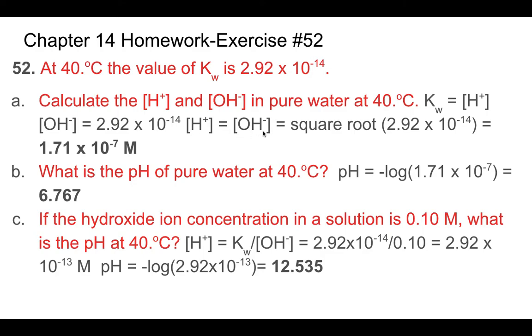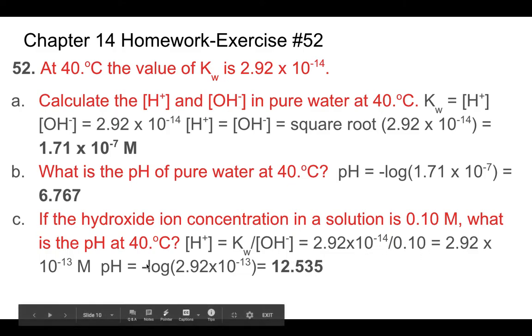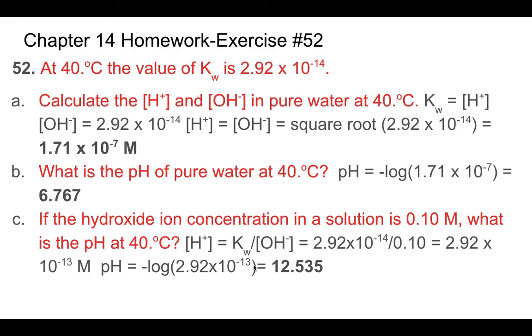H plus is going to equal OH minus, and they're both going to equal the square root of 2.92 times 10 minus 14. So they're going to be 1.71 times 10 minus 7 molar, which means the pH of pure water will be the negative log of that, which is going to be 6.767. If your hydroxide is 0.1, what is your pH? Well, H plus is Kw over hydroxide, 2.92 times 10 minus 14 over 0.1, or 2.92 times 10 minus 13. With 0.1 molar hydroxide, your pH is going to be 12.535.